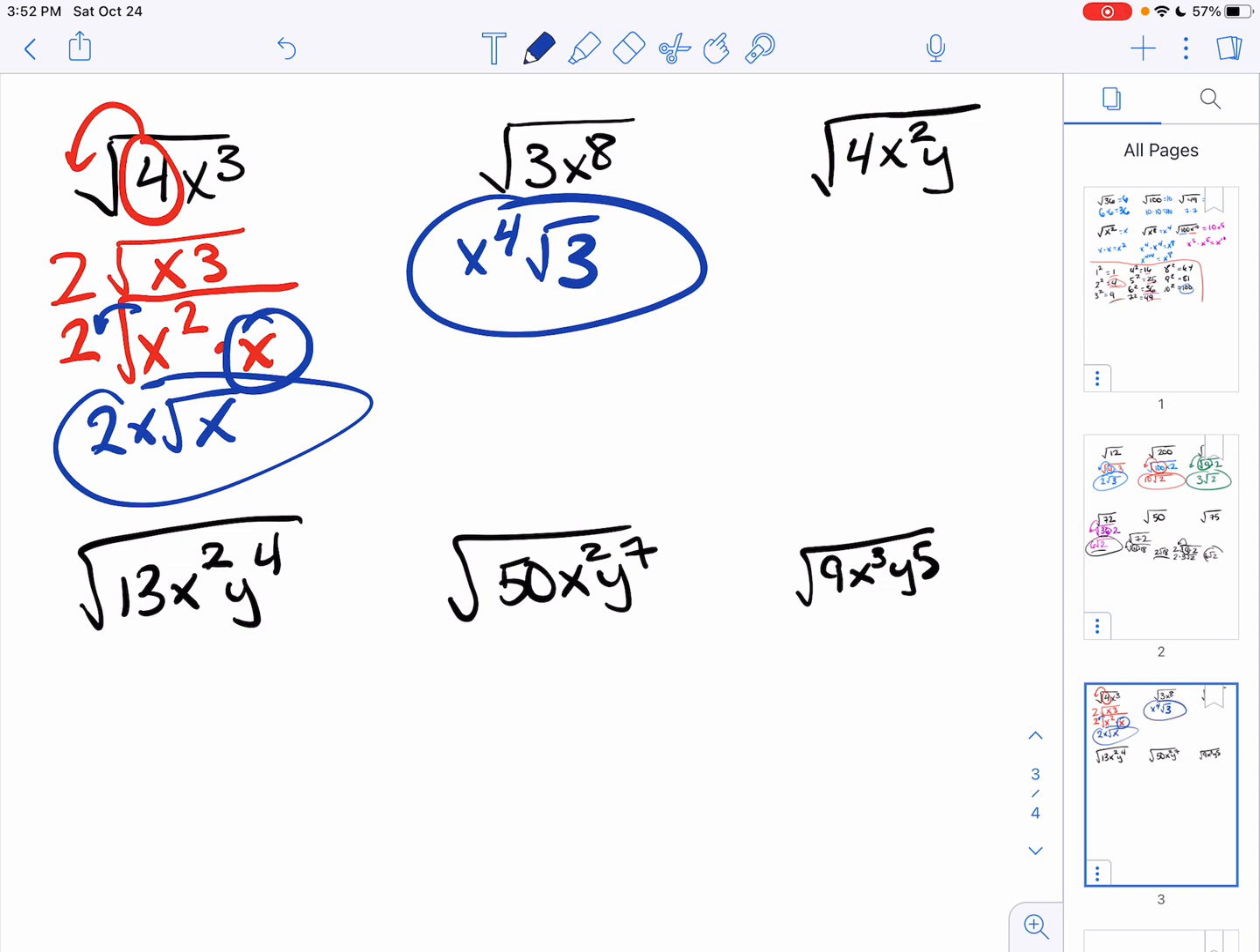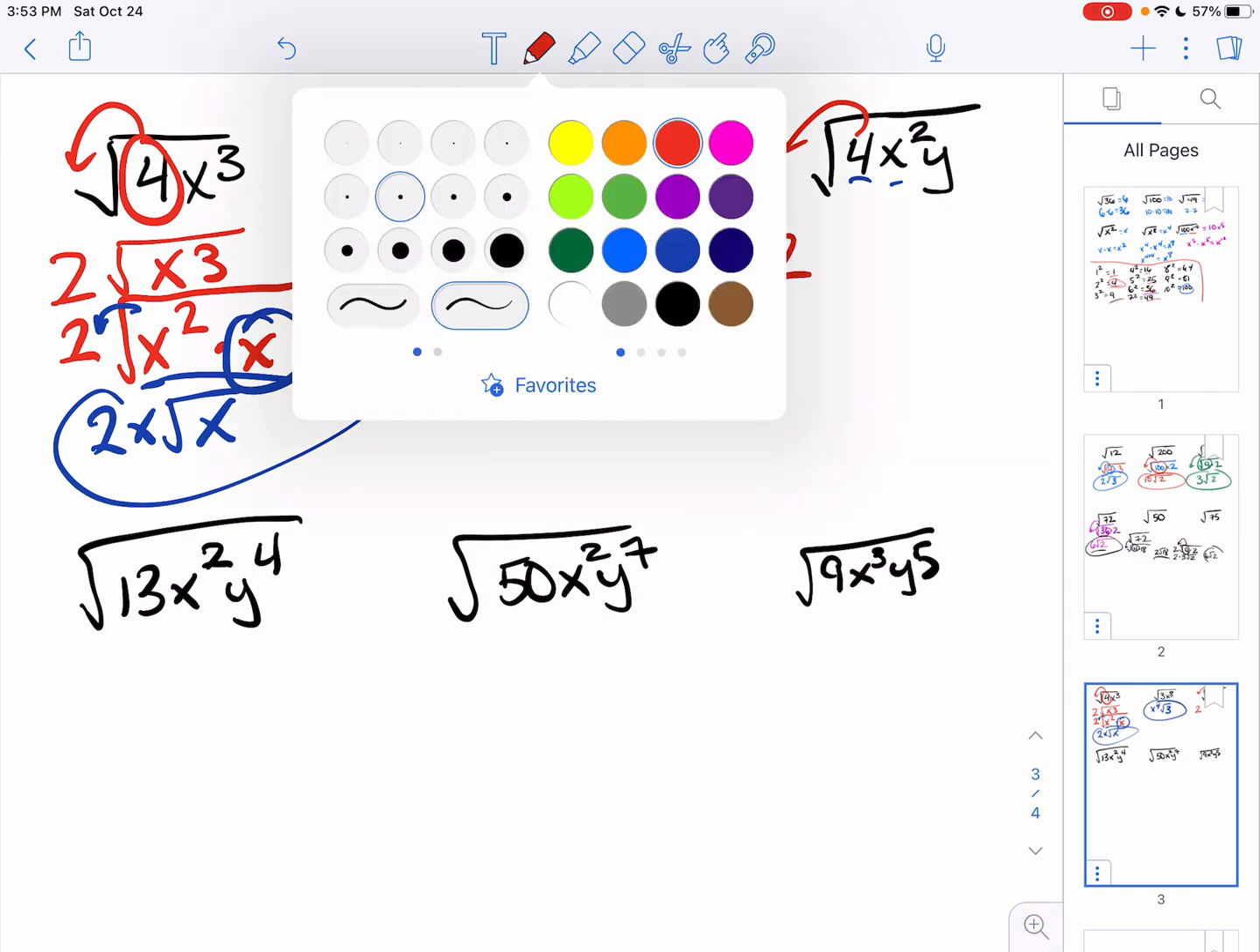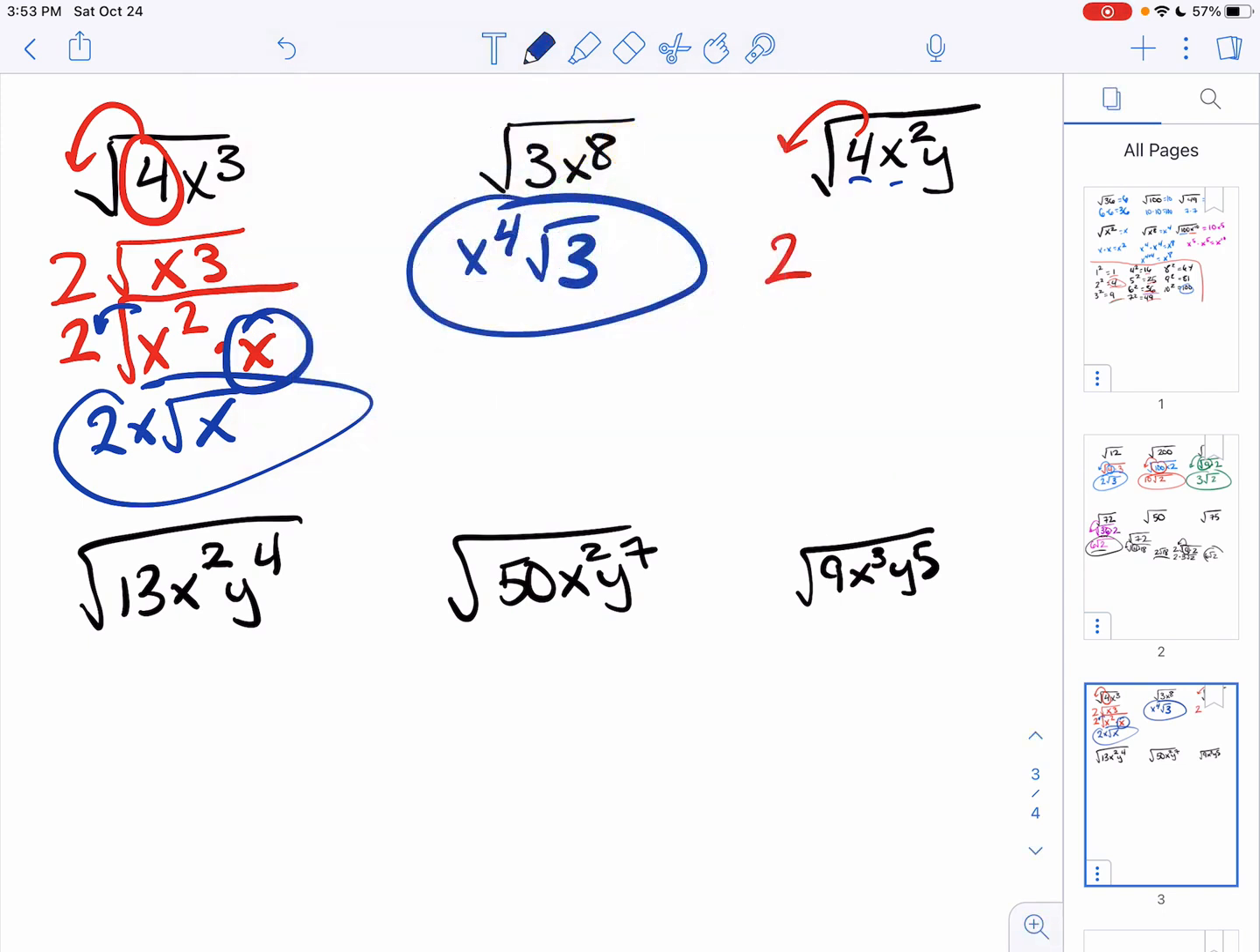For the next one, 4x squared times y. 4 is a perfect square. x squared is a perfect square. y is not, so we can't do anything with y. But with 4x squared, we can take out 4 as a 2, because the square root of 4 is 2. And the square root of x squared is x. And then we can't do anything with the y, so we leave it inside. So that's simplified.